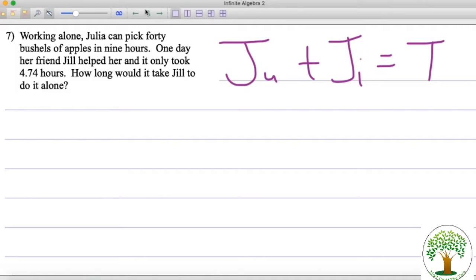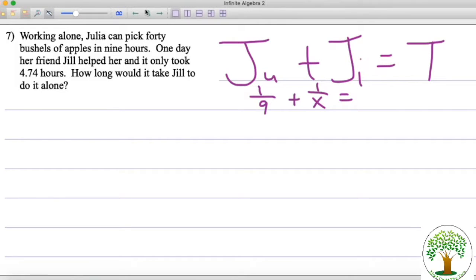But when we plug in, this is the different part, okay? Julia, we know how much Julia did. She worked 40 bushels in 9 hours. What do we put under Julia? 1/9. Jill. What do we put under Jill? The 1 over x. That's the one. We don't know this one. So this is the 1 over x.